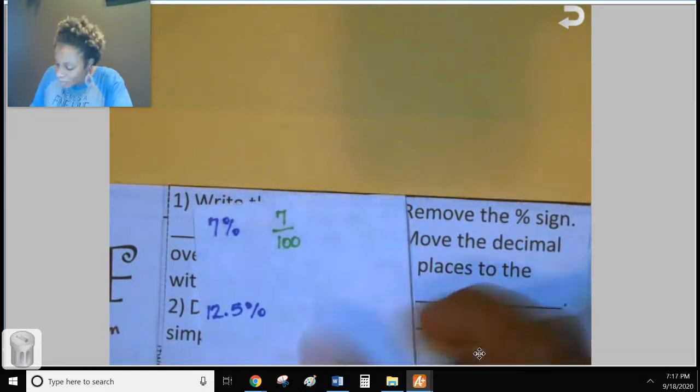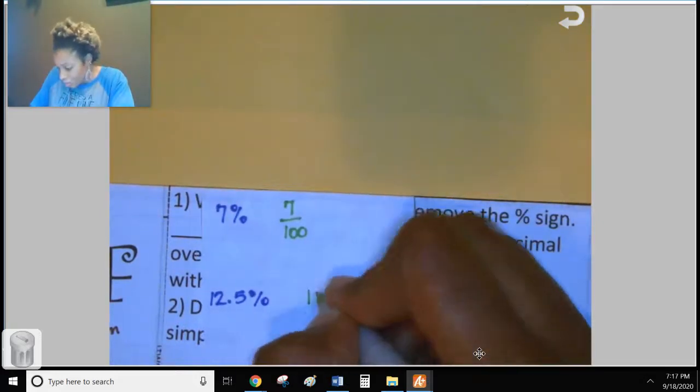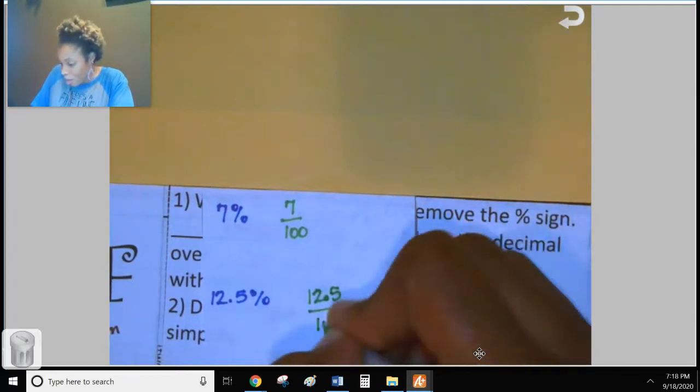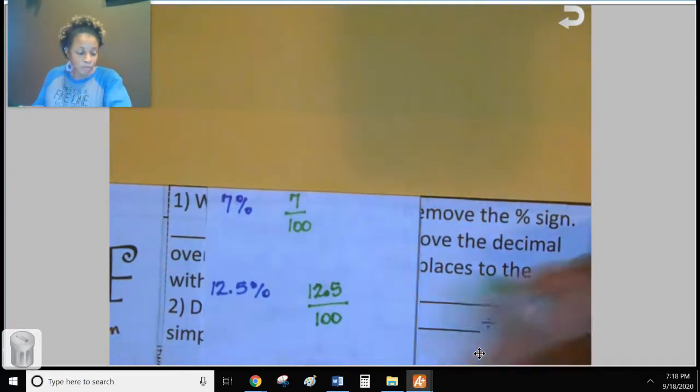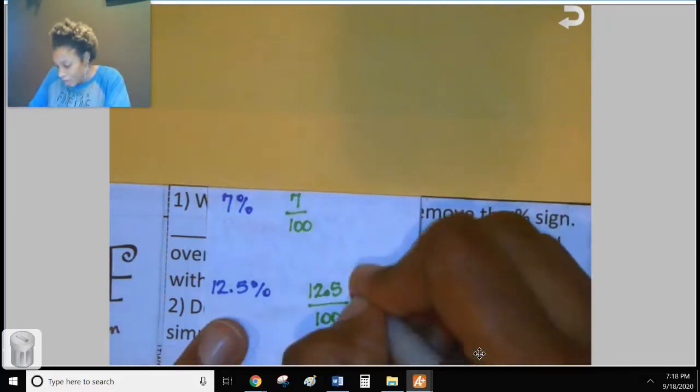The next one is 12.5%, right? Percent. But you're still going to write it with the decimal point. Just drop the percent sign, write it out of 100. So now the hard part is, what do I simplify by? Because one ends in a 5 and the other ends in a 0, I know based on divisibility rules, if it ends in a 5 and 0, it's divisible by 5. So the first thing that I tried was 5.